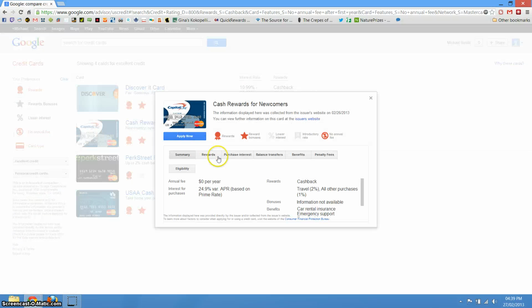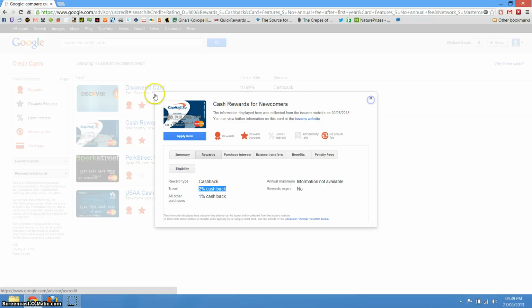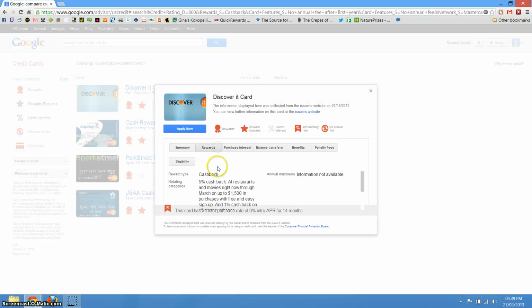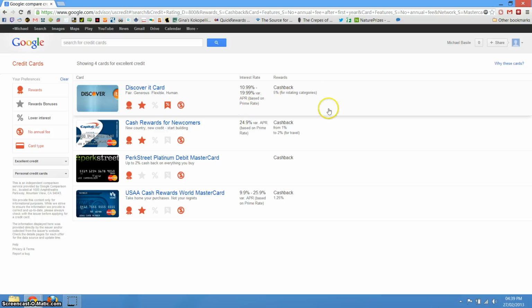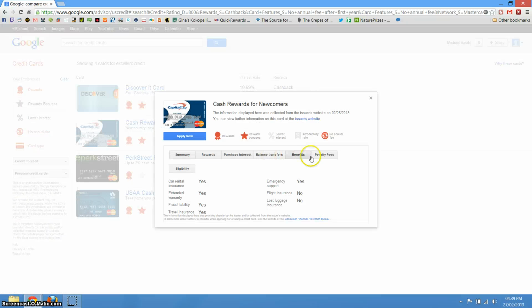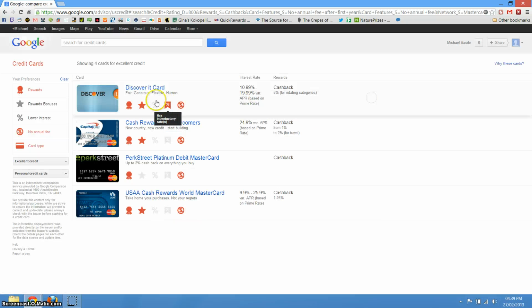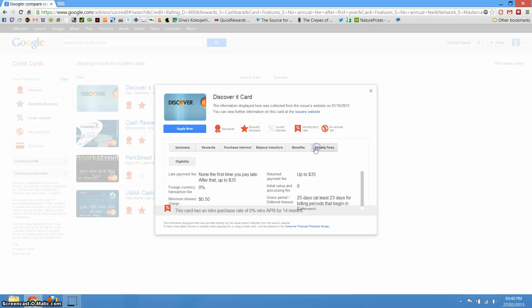Now I have to click on each one and remember, well, this one has 2% cash back in travel. Wait, what did this have? This one had 5% cash back. So I kind of wish the categories, even though now that I look, cashback is put there. But for some of the other ones, like a penalty fee, I would like to see a late payment fee up to 35. That's a pretty big, important number to know.